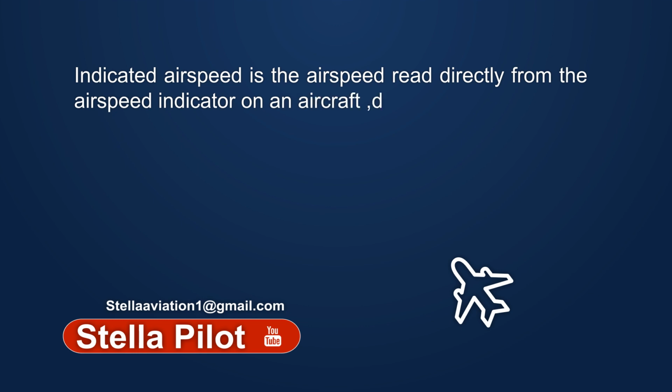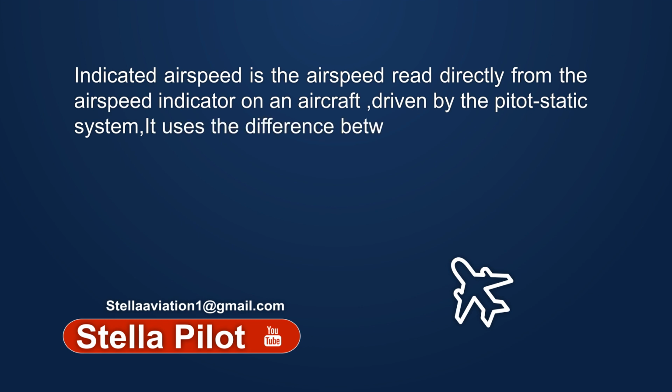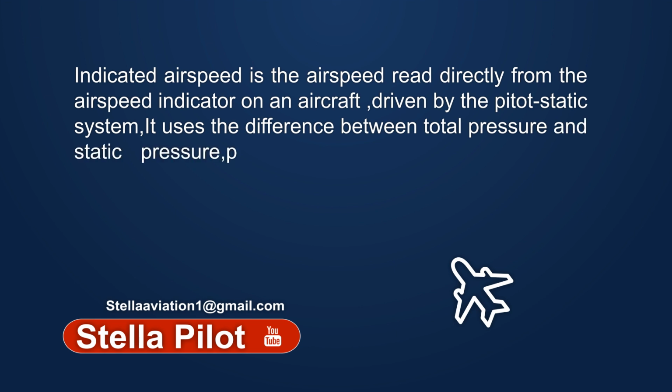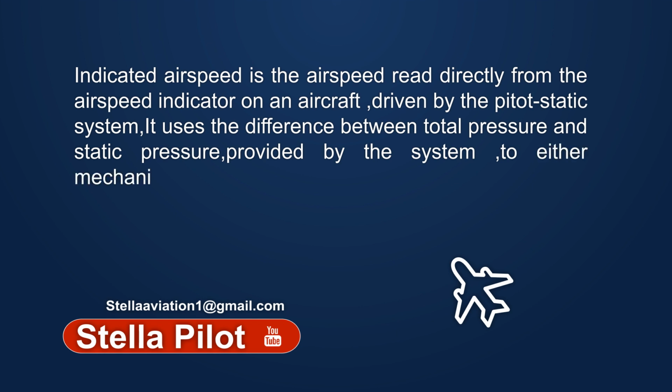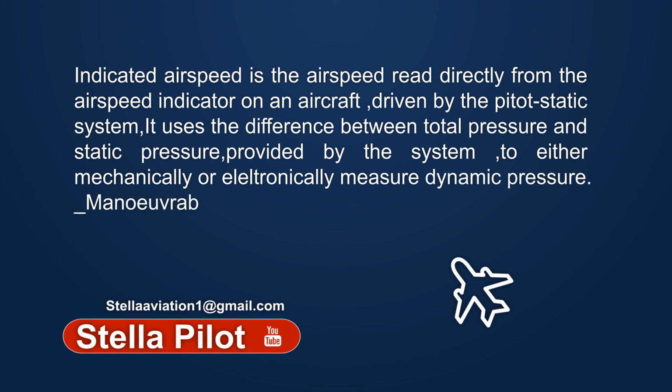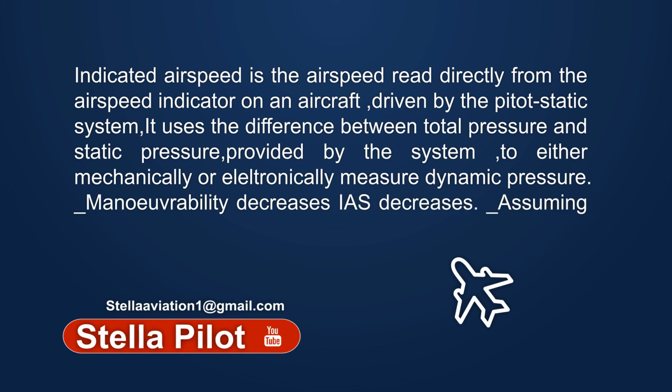and Mach number. First, indicated airspeed is the airspeed read directly from the airspeed indicator on an aircraft driven by the pitot-static system. It uses the difference between total pressure and static pressure provided by the system to either mechanically or electronically measure dynamic pressure. Also, maneuverability decreases as indicated airspeed decreases, assuming ideal conditions.